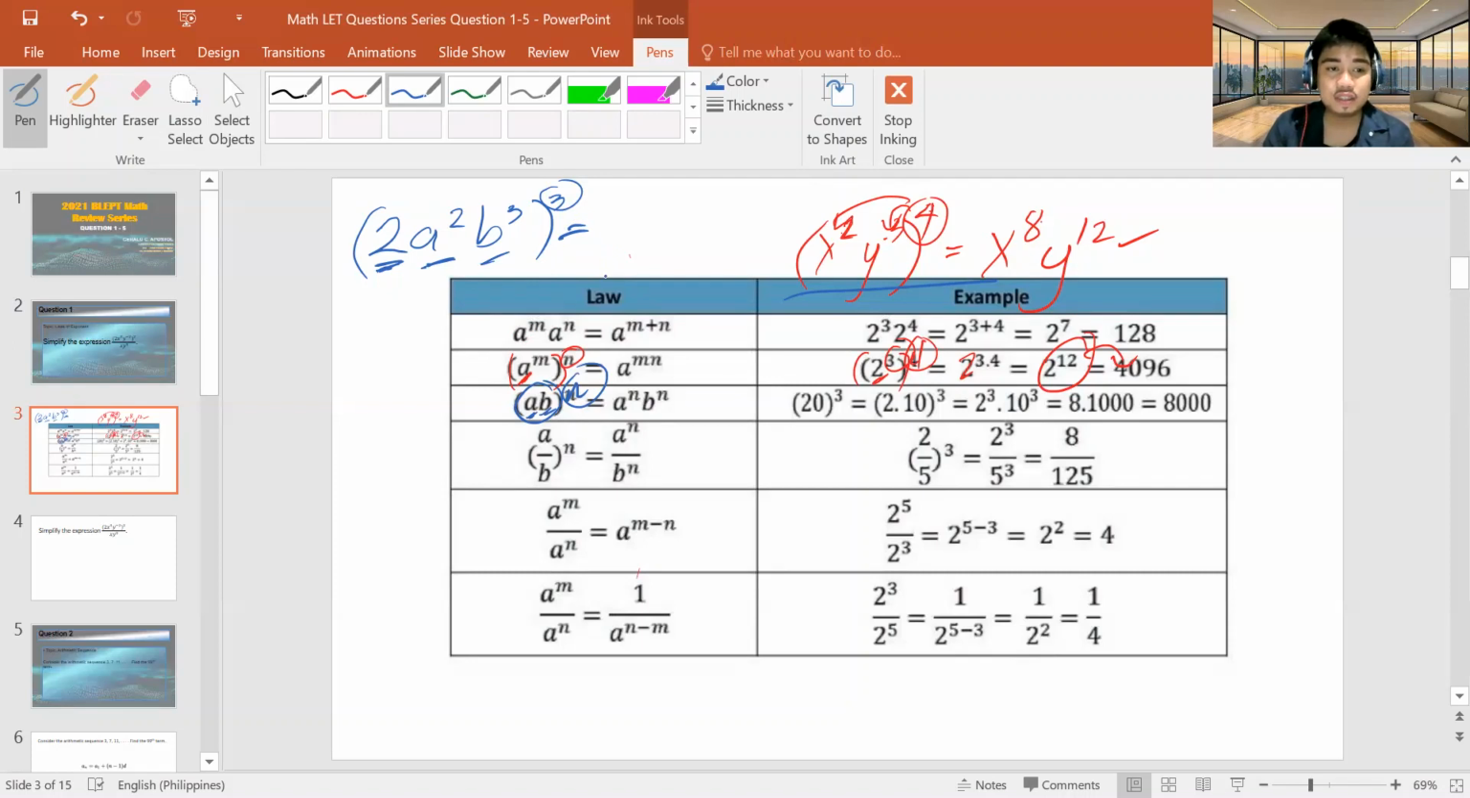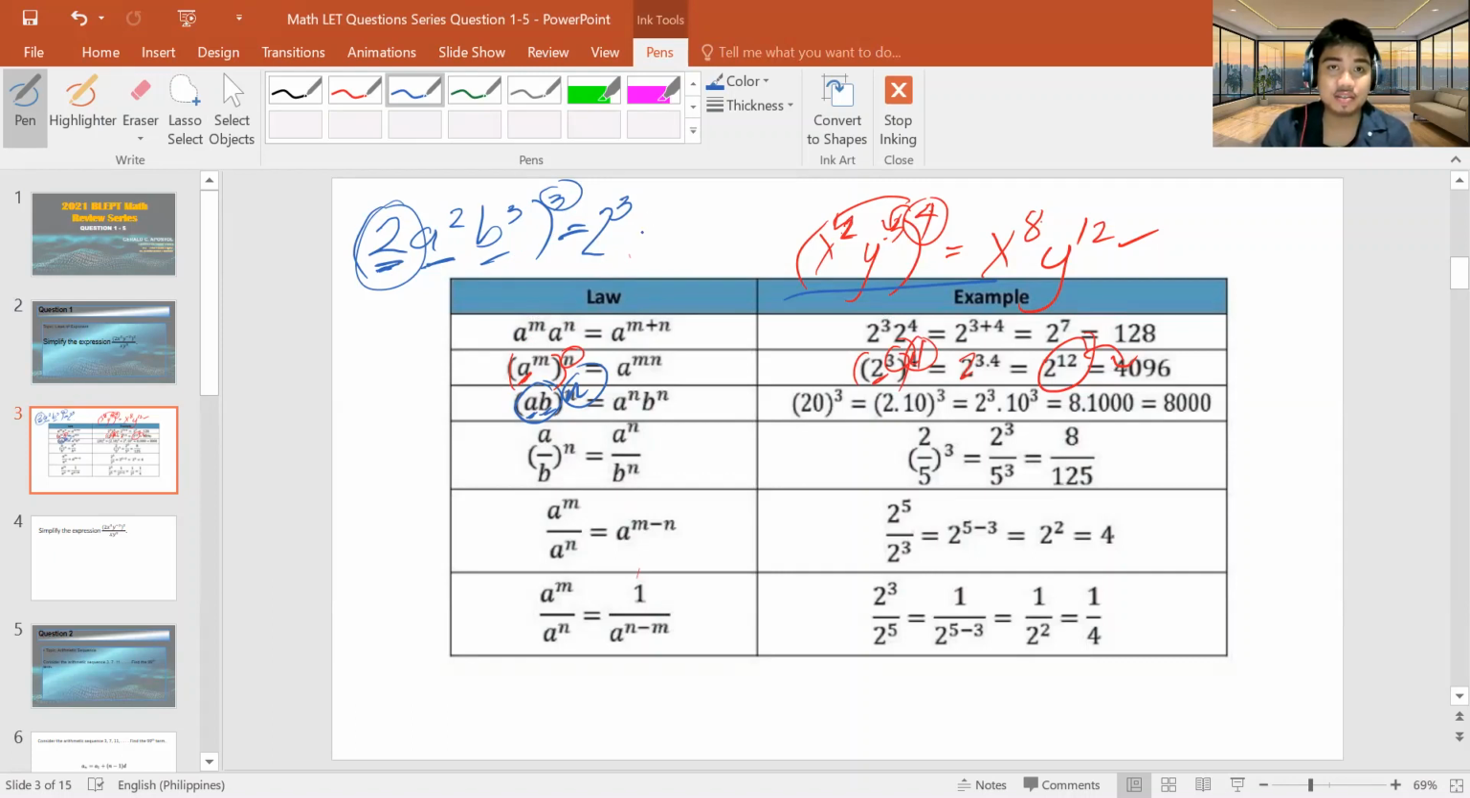So, ang una na nagiging kamalian ng mga estudyante is that nakakalimutan nilang lagyan si 2. So, ang tendency dyan, ang magiging sagot nila will be 2 tapos A raised to 6 and B raised to 9, which is wrong. So, dapat huwag nyo kakalimutan na lagyan din si 2 kasi independent yan pagdating sa distribution ng exponent dito. Kasi isa siyang factor. So, factor yung 2, factor yung A squared, and then factor yung B cube.